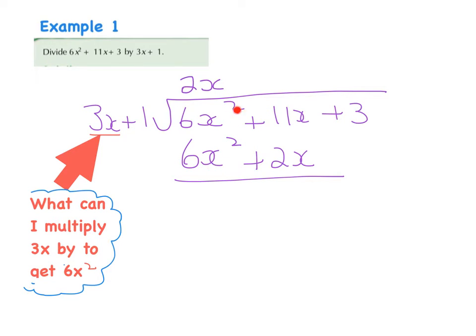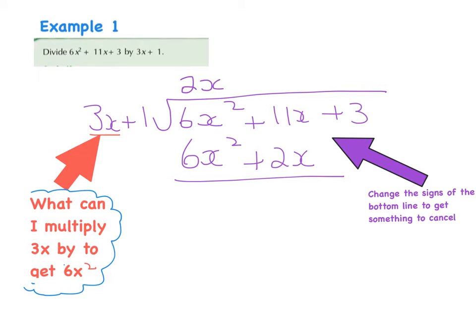But I would like to cancel these out, and as these are all equations, I'm going to change the signs of this bottom line here. So I'm going to make this a minus 6x squared and this a minus 2x. What you'll notice is your 6x squared and your minus 6x squared cancel. So we've gotten rid of a little bit, and I'm now left with plus 11x minus 2x, and that will give me 9x.